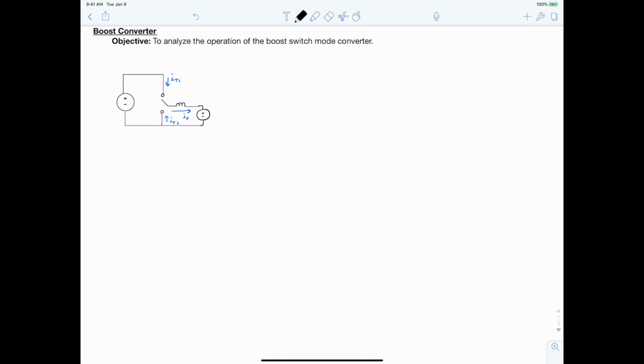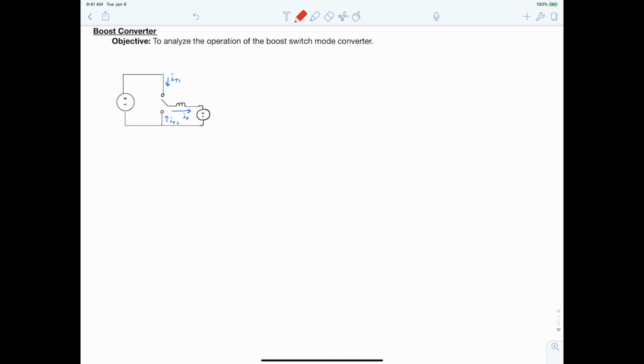The objective of this video is to formalize the boost converter by analyzing its operation and transient waveforms. The purpose of a boost converter is to increase the source voltage to a higher voltage level at the output. That's why it's called a boost converter. You're boosting the voltage. I've drawn on this page our generic single-pole double-throw converter.